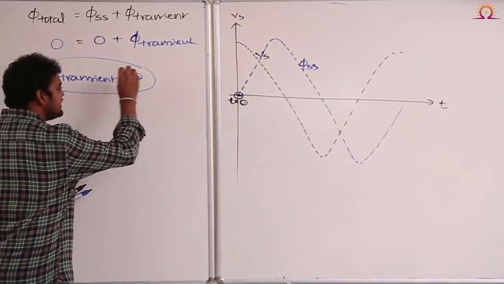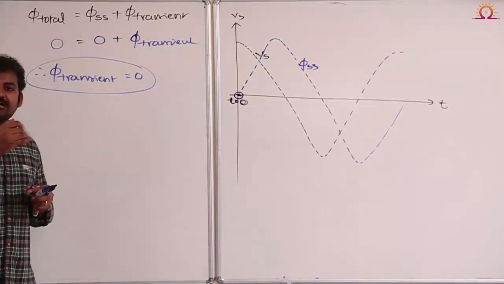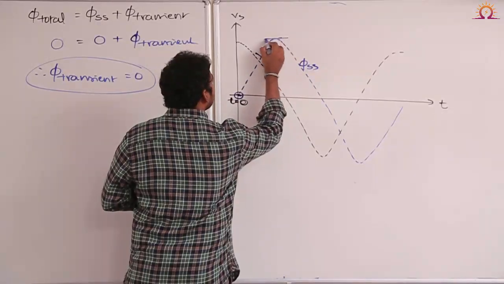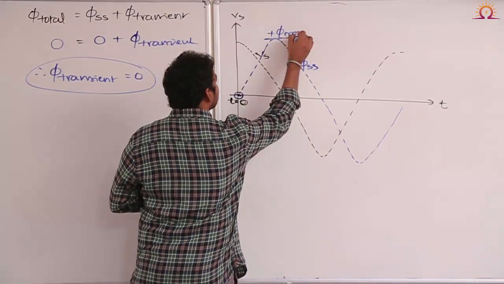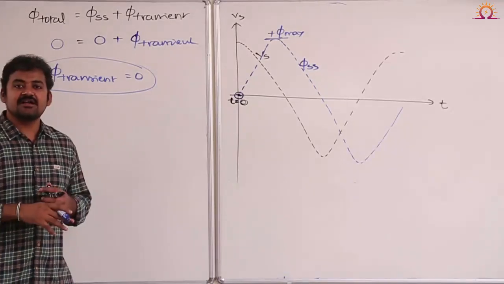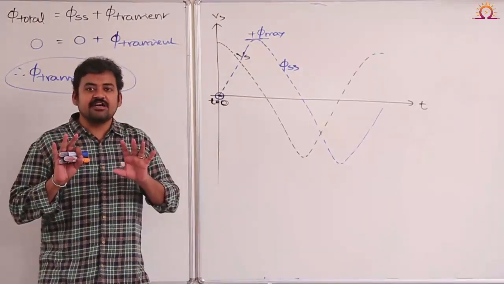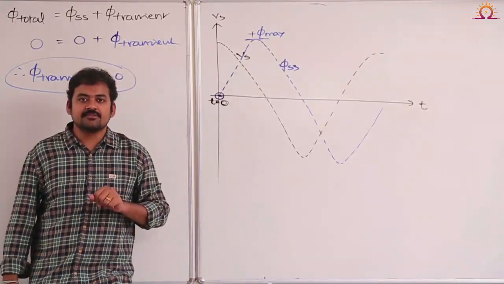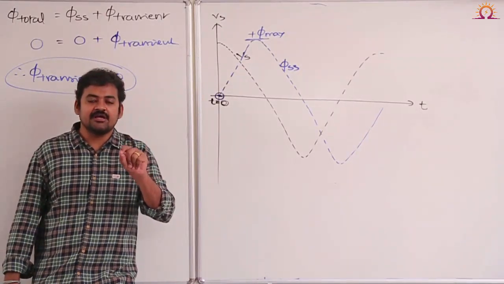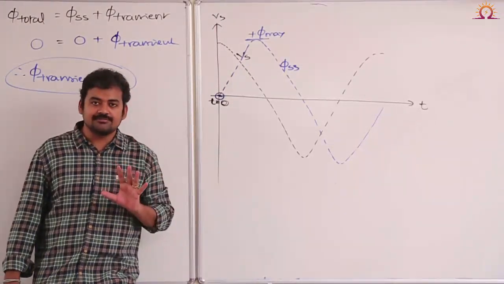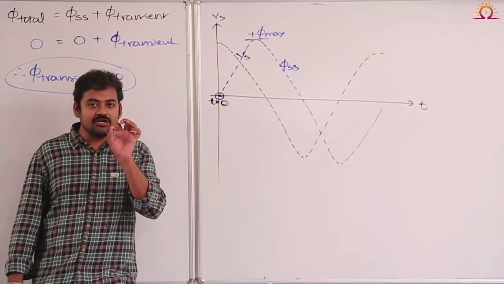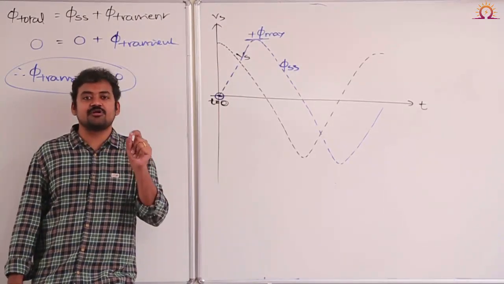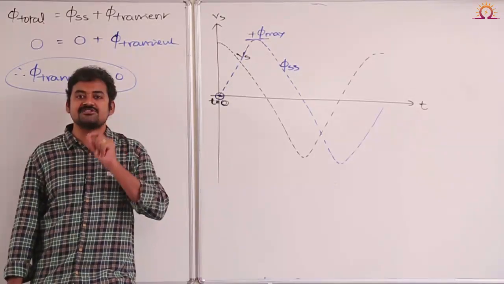If the transient flux is equal to 0, then what is the only flux that will be permanently available? Steady state flux only. Steady state flux only means the maximum value will be 1 time of maximum or 2 times of maximum? 1 time of maximum only. That means the doubling effect is avoided. If the doubling effect is completely avoided, can I say magnetic saturation is avoided? If magnetic saturation is avoided, can I say large inrush currents will not be drawn? So therefore, if you want to avoid magnetic inrush currents, it is better to switch on the transformer where the supply voltage is 0 or supply voltage is maximum.